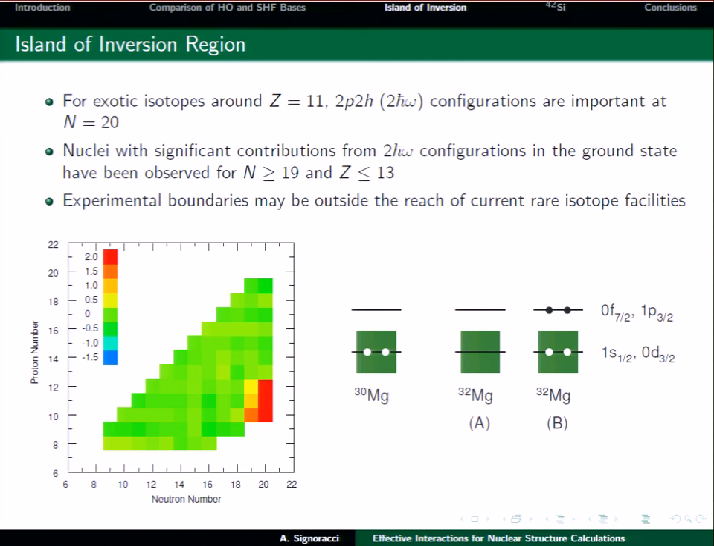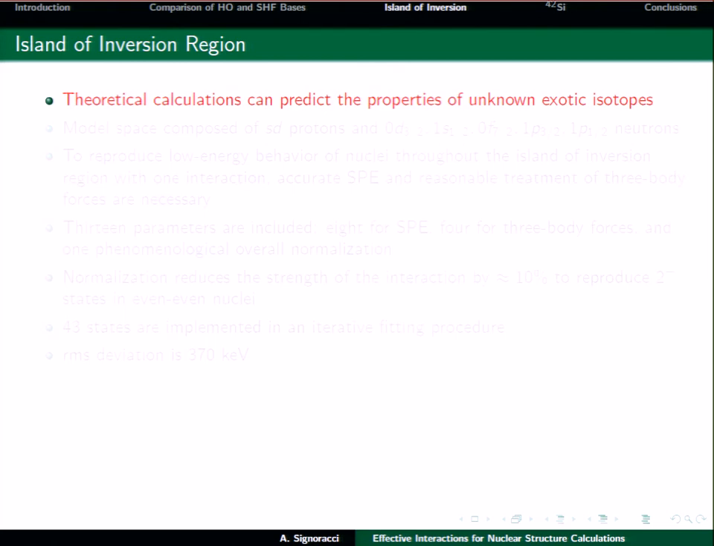So it's been found experimentally that there are many nuclei that exhibit 2 h bar omega configurations in the ground state, and all the ones in this region that have been found have N greater than or equal to 19 and Z less than or equal to 13, but the experimental boundaries are not known, likely because they lie beyond our current capabilities experimentally. Therefore, this theoretical approach can enable us to determine the boundaries and to predict the properties of exotic nuclei in this region.